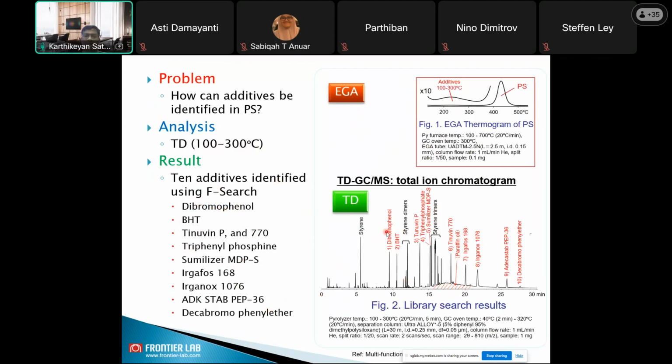So with the help of the NIST library or the Wiley library or F-Search, we can confirm the presence of this dibromophenol or this butylated hydroxytoluene, and also this tinuvin, which is a kind of additive, then triphenyl phosphine, also an additive, then Cyasorb is a trade name, then Irgafos, Irganox, and so on and so forth. So the bottom line is that TD, or thermal desorption, is mainly used to collect the additives information of the material.